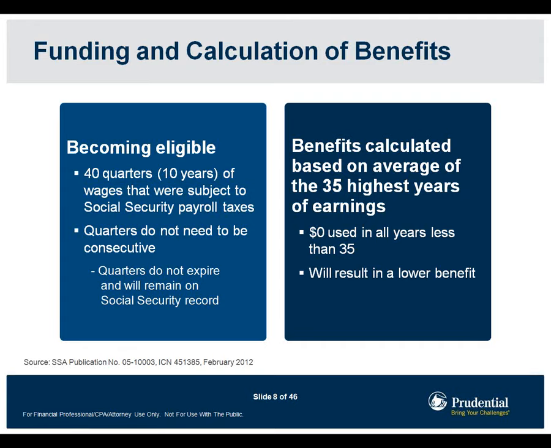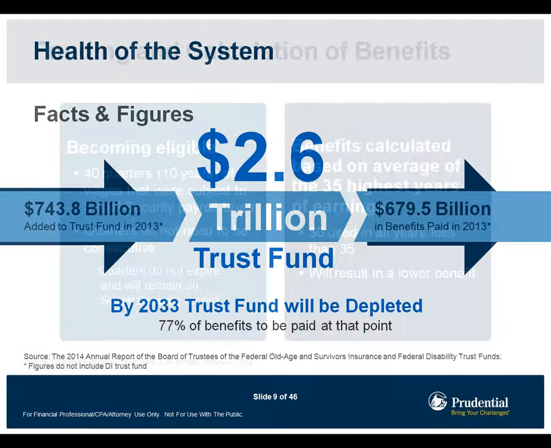My wife is a high school teacher. She left the workforce for 12 years after my daughter was born, and it's not likely when she retires that she's going to have 35 years of earnings, in which case she'll have some zeros added to her calculation, which could and will reduce her benefit. But once you have 40 quarters of earnings, you're entitled to Social Security.